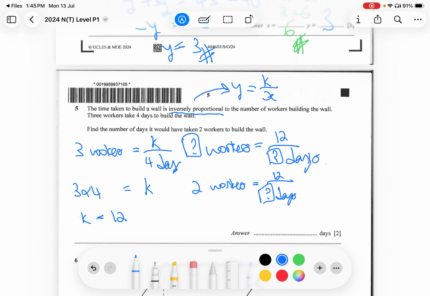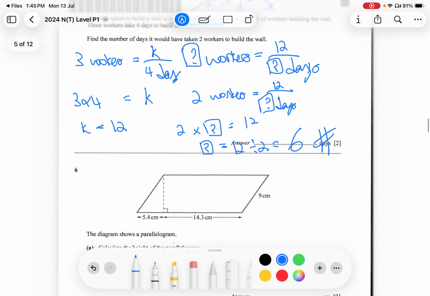Correct. So if I can, which means 2 times the question mark equals 12. The question mark itself is 12 divided by 2. 6 days. 6 days is the answer. Okay, for this one, it is inversely proportional.